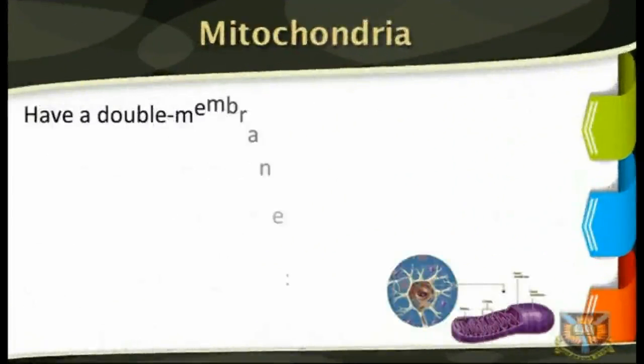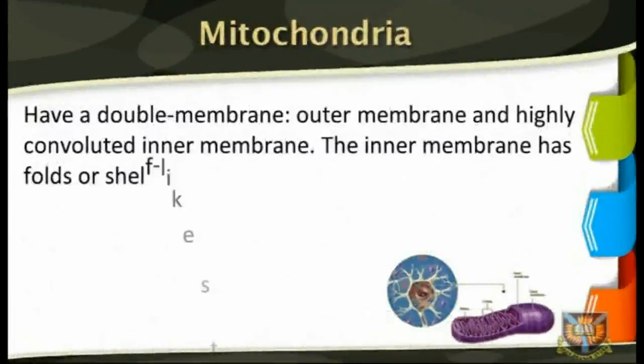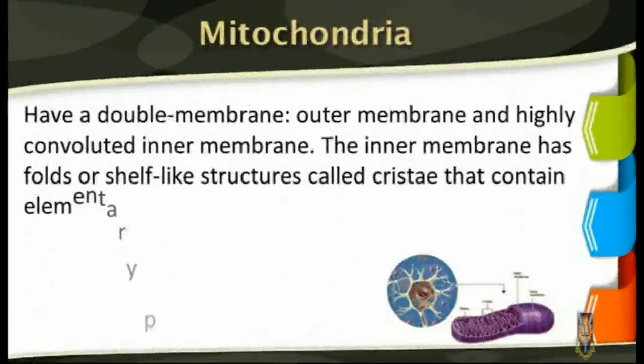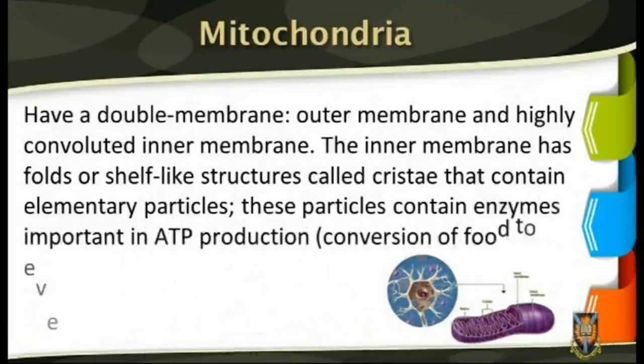Mitochondria. They have a double membrane: an outer membrane and a highly convoluted inner membrane. The inner membrane has folds or shelf-like structures called cristae that contain elementary particles. These particles contain enzymes important in ATP production. The primary function is production of adenosine triphosphate, ATP.